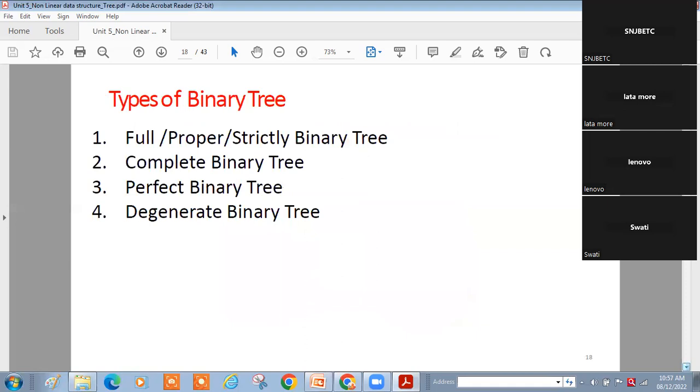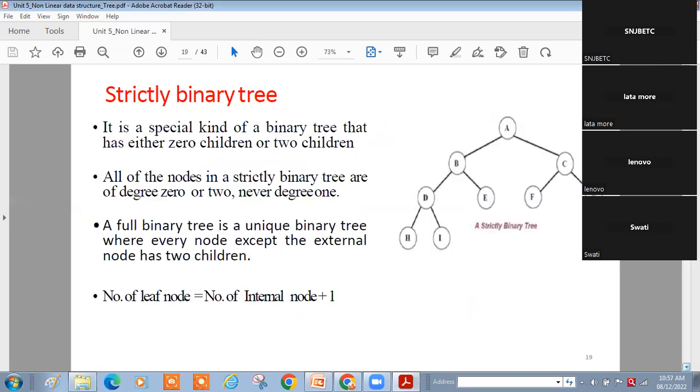Now next, these are the different types of binary tree. First is the full binary tree, also called proper binary tree or strictly binary tree. Second is the complete binary tree. Third is the perfect binary tree. And fourth is the degenerate binary tree. Now one by one, let us see in detail.